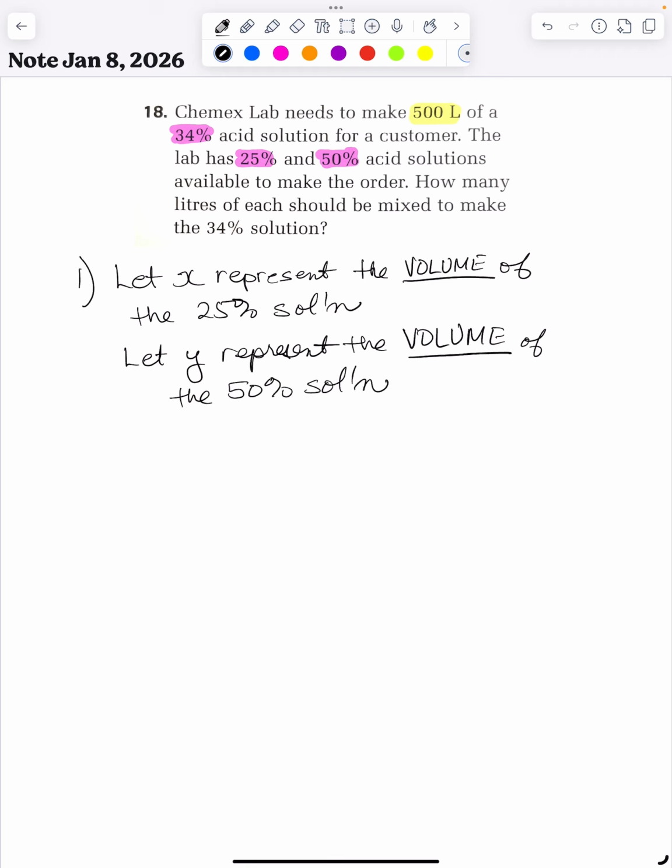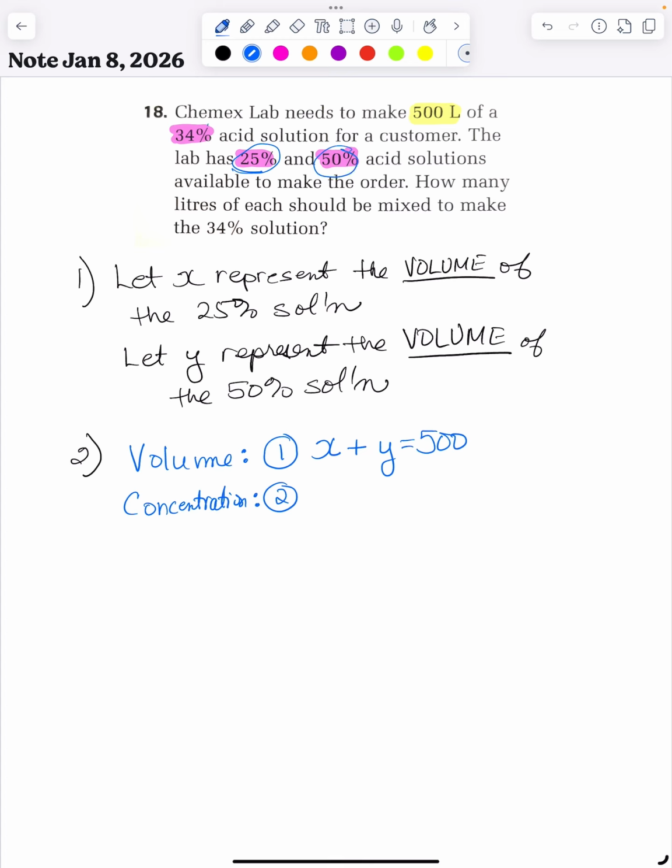Step number 2 is to get our equations. The very first equation is going to come from the volume. I don't know how much each part is, but I'm going to get the equation X plus Y is equal to 500. And the second equation is going to come from the concentration, which comes from this 25, this 50, and this 34%.